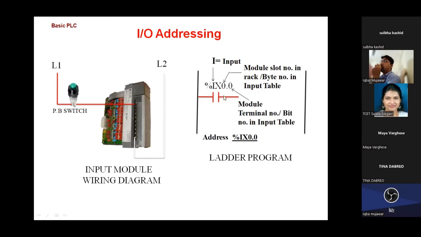Okay, I multiply 0.0. The first 0 stands for the module slot number in the rack, in which rack it is connected. The byte number is sometimes called the input table. And the second is the module terminal number, the bit number in the input table.